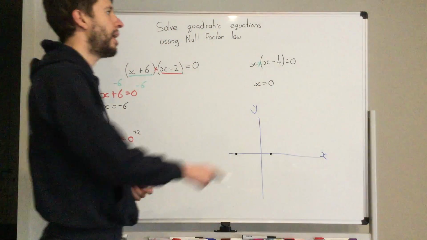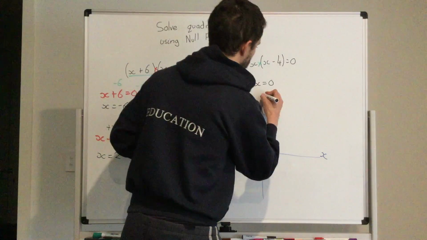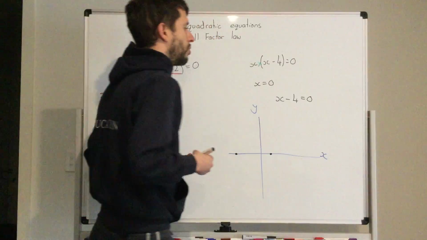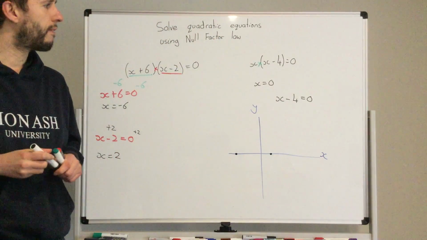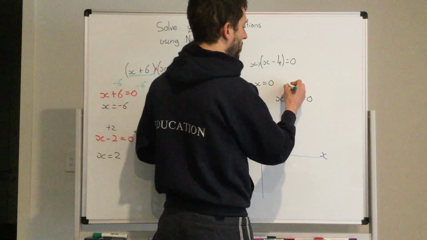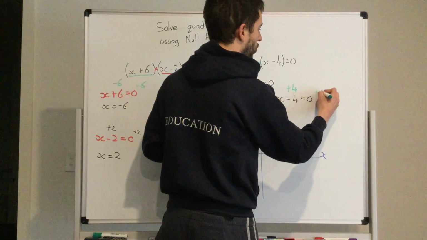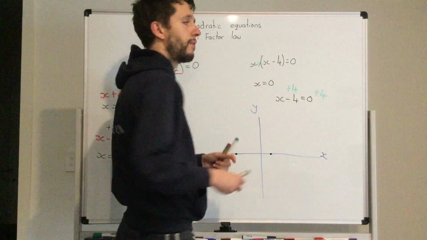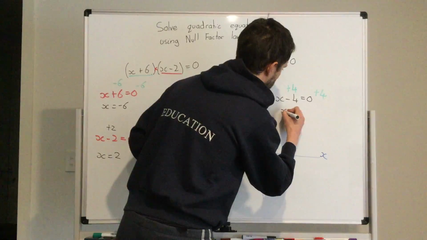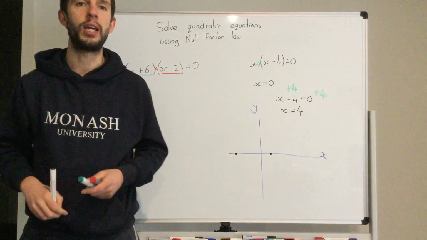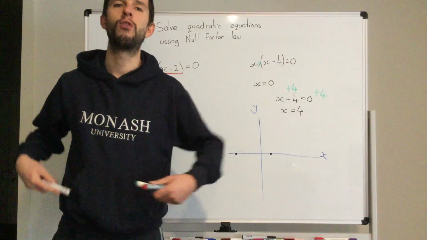The other intercept, I look at x take 4 equals 0 because I want that other side to be equal to 0 as well. And then I look at negative 4, what's the opposite of negative 4? Because I want to get x by itself, plus 4. So plus 4 on both sides. Negative 4 plus 4 is 0, so it's just x equals 4. And there you have it, I have my two x-intercepts, 0 and 4.